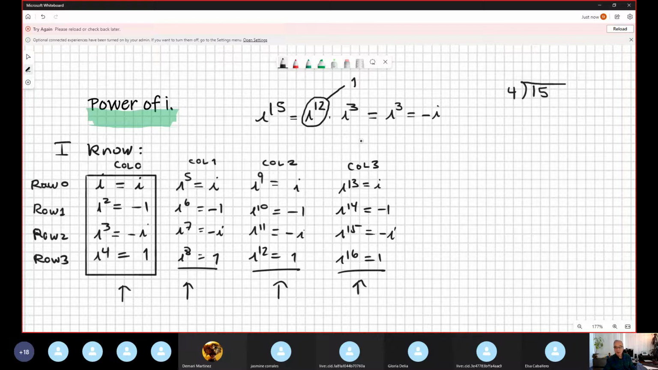And when you divide by 4, this is 3. 3 times 4 is 12. Subtraction, remember, division is multiplication and subtraction. And the answer is 3. Okay, so what does that 3 mean?